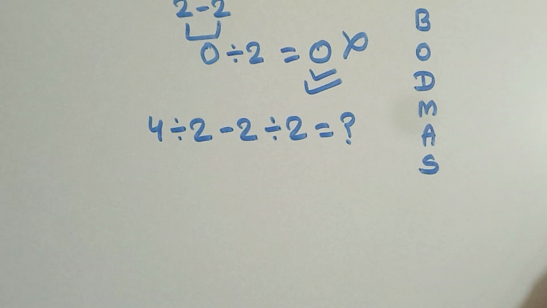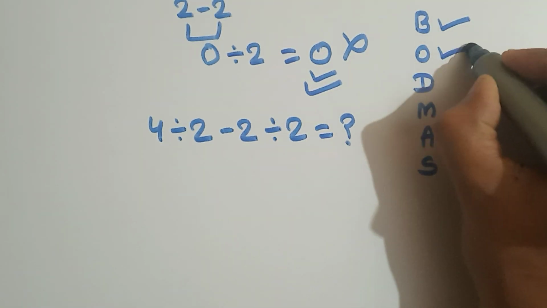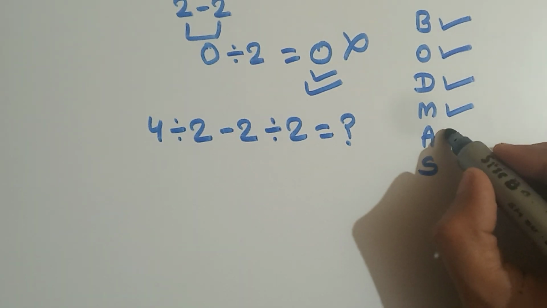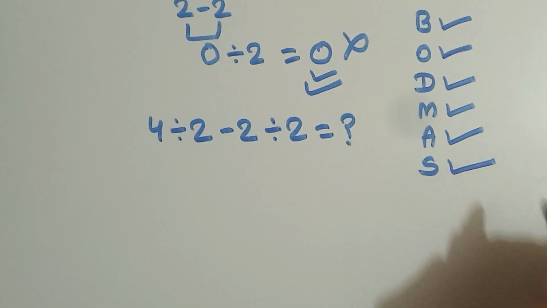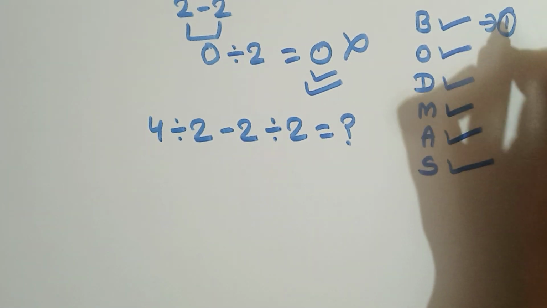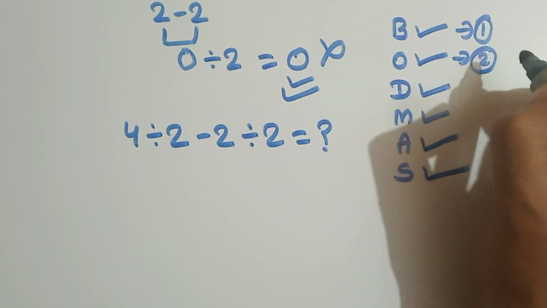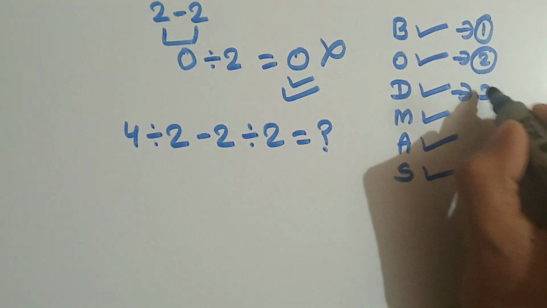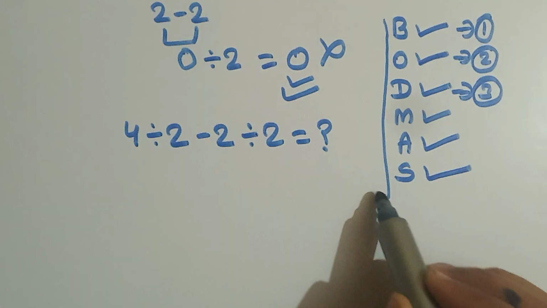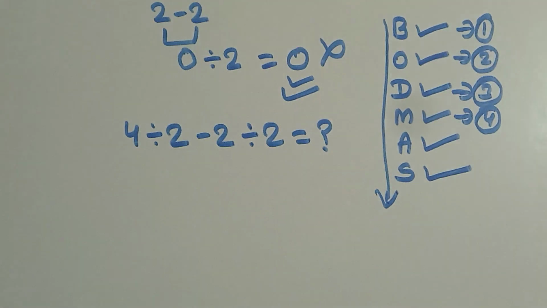What does it mean? It means BODMAS, right? Here B means bracket, O means of, D means division, M means multiplication, A means addition, and S means subtraction. Okay, and B means bracket, which gets first priority for solving a question, right? O means of, which gets second priority. D means division, which gets third priority. So priorities move in this way, right? M means multiplication, which gets fourth priority.